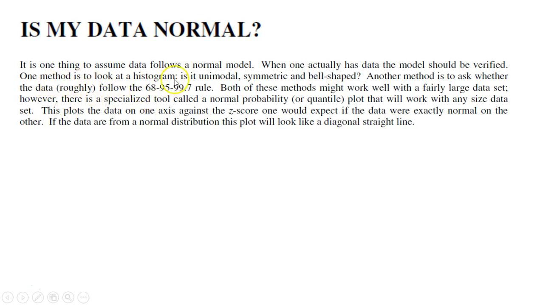One method is to look at a histogram and see, is it unimodal, is it symmetric, is it bell-shaped? Another method is to ask whether the data roughly follows that 68, 95, 99.7 rule. Both of these methods might work well with a fairly large data set. However, there's a specialized tool called the normal probability plot that will work with any size data set, which is great. This plots the data on one axis against the z-score one would expect if the data were exactly normal, and if the data are normal, it will be a diagonal straight line.